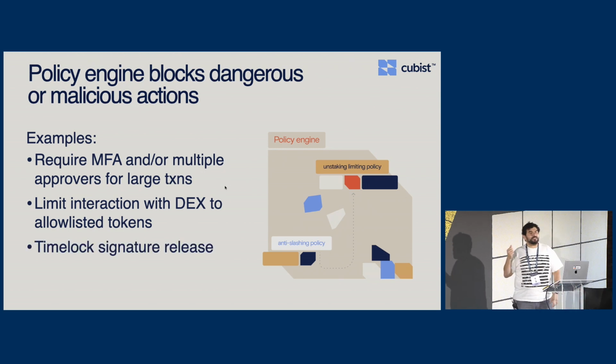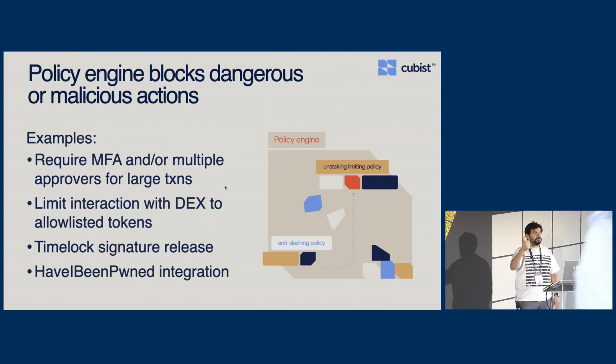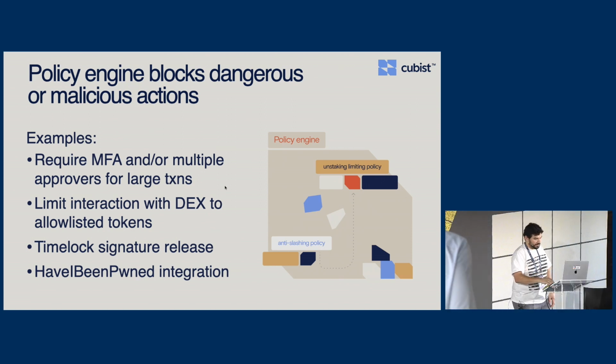You can do things like time lock signature release. For example, you might say, any transaction that's over a certain value, we won't actually release the signature for a week, and in that time we'll notify some people and they can say no, that transaction shouldn't go through. You can imagine these are very useful for the riskiest types of transactions that you might encounter. And then finally, things like Have I Been Pwned integration, generally Oracle integration. Before a signature is released, consult the Oracle, and if it says yes, everything's good, release the signature, otherwise don't.